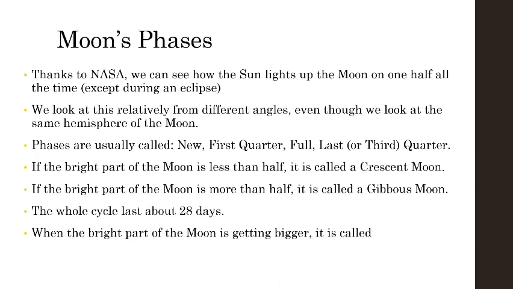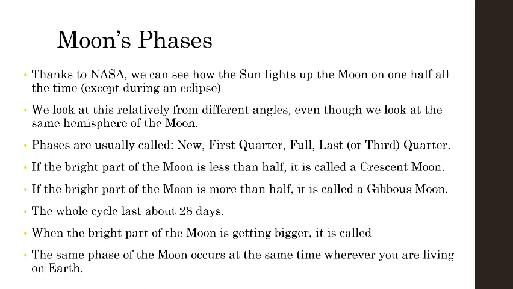When the bright part of the moon is getting bigger, it's called waxing, and the same phase occurs at the same time wherever you're living on Earth.